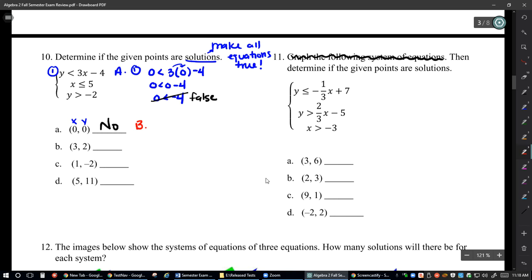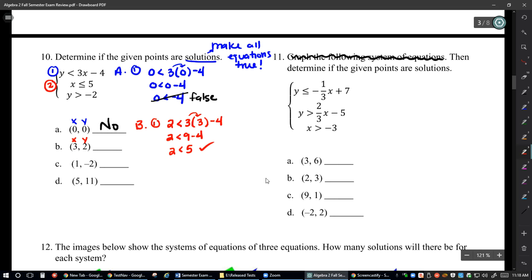So for letter B, we're going to start off again with number 1. Here's x, here's y. We're going to plug them in. So y should be a 2, so 2 less than 3 times x, which is 3, minus 4. We're going to see if this is true. 3 times 3 makes 9. 9 minus 4 makes 5. So is 2 less than 5? Yes. So since this is true, we're going to check the second equation.